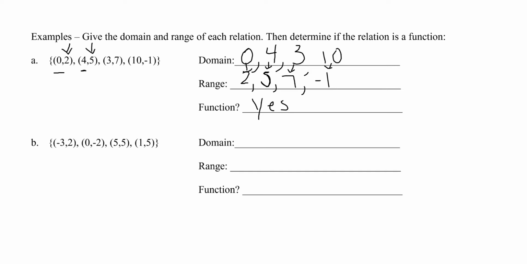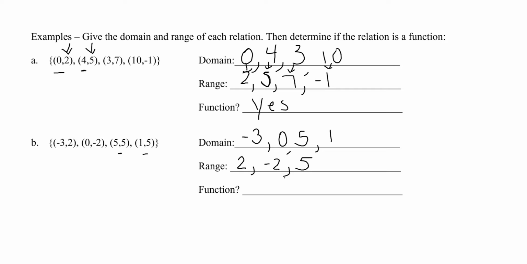For B, when we list our domain, it's going to be our x values again. So it's going to be -3, 0, 5, and 1. For our range, we are going to do the y values. So it will be 2, -2, and then my last two y values are both 5s. So I'm only going to list it once. If it repeats, you only list it once.